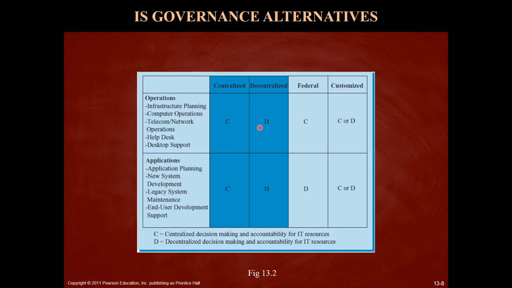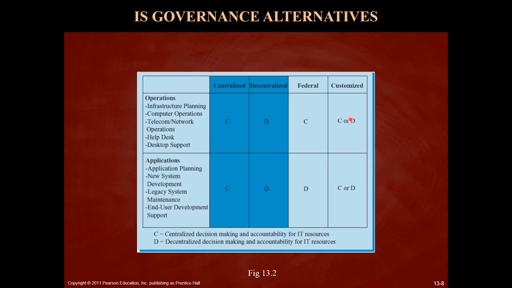Now, a decentralized IS governance setup can be beneficial, I think, for growing companies, the companies that are still going through growth. In that case, you may want to decentralize those decisions so that individual organizational units figure out on their own what works best for them. And once the organization reaches a level of maturity, then you can start centralizing it to improve efficiency of operations.